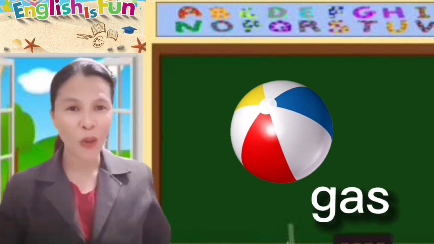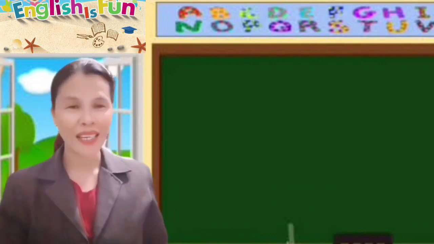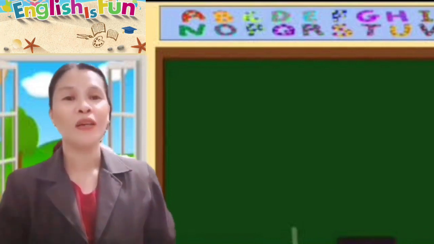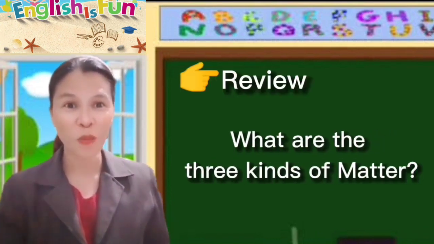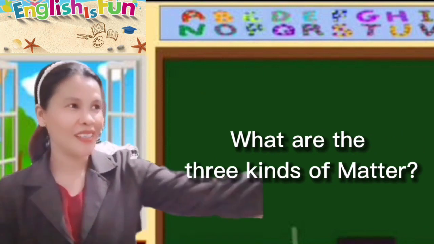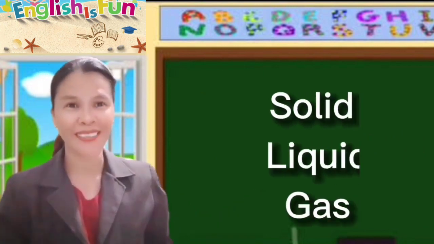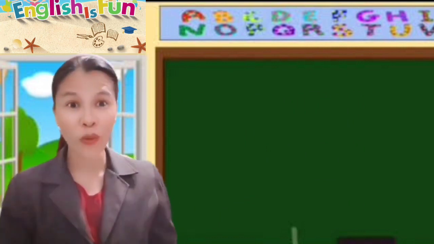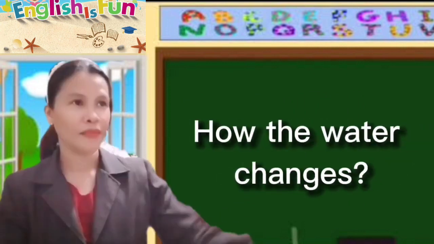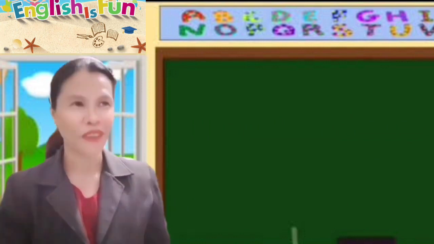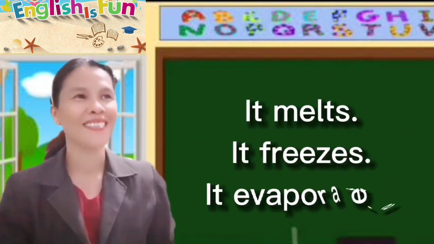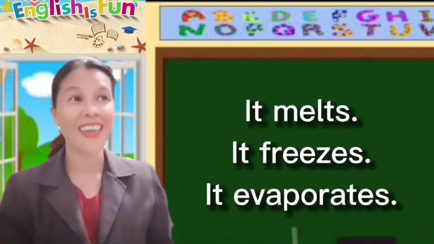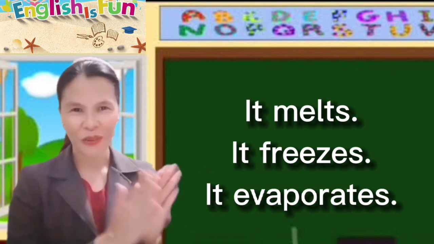All right, we have tackled everything. So can I ask some questions? What are the three kinds of matter? Yes, solid, liquid, and gas. That's great, Jenny. How does the water change? Yes, Alberto. Very good. It melts, it freezes, and it evaporates.